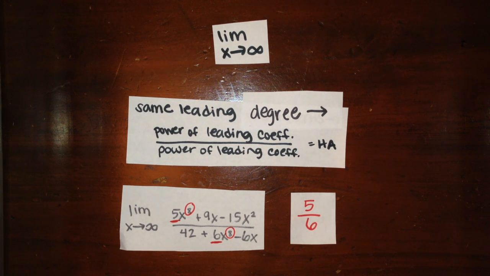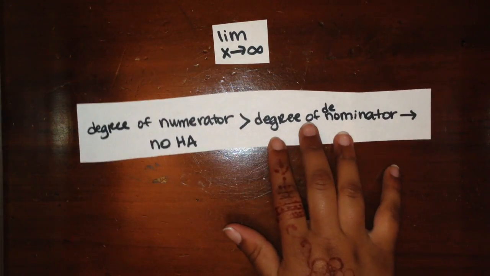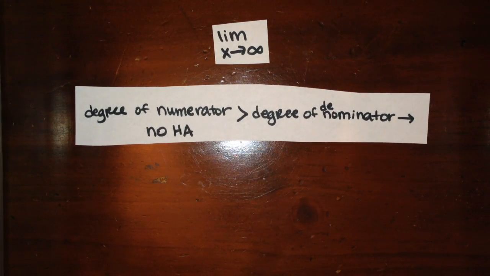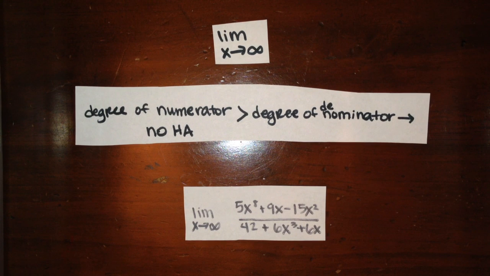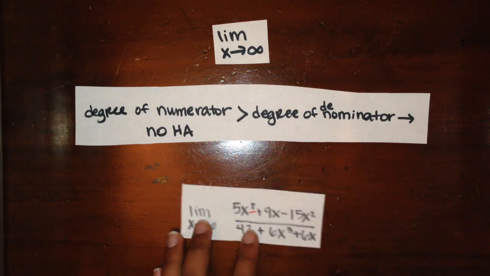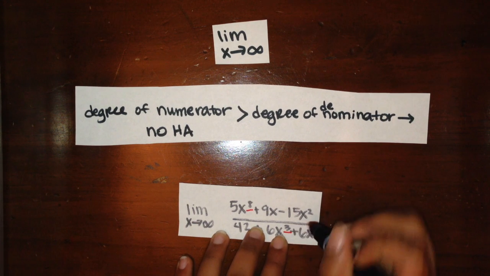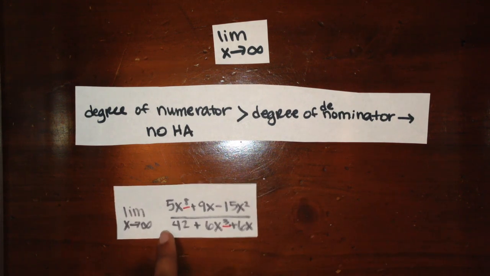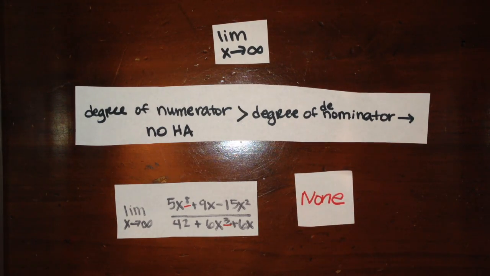However, what happens if the degree of your numerator is bigger than the degree of your denominator? If that happens, that means you're going to have no horizontal asymptote. So in this problem down here, you can see that the highest degree in our numerator is 8, and the highest degree of our denominator is 3. Since the top is bigger than the bottom, we are going to have no horizontal asymptote.